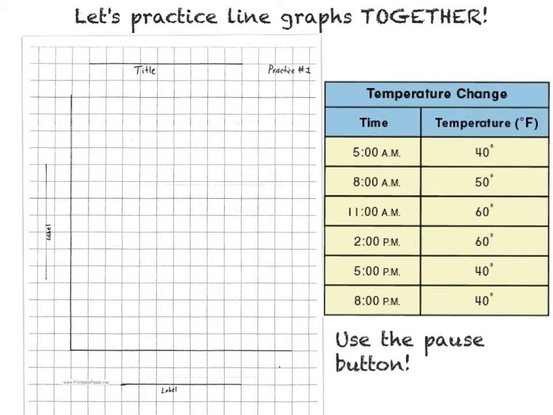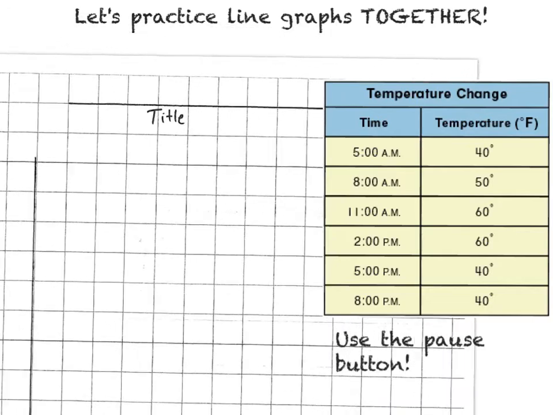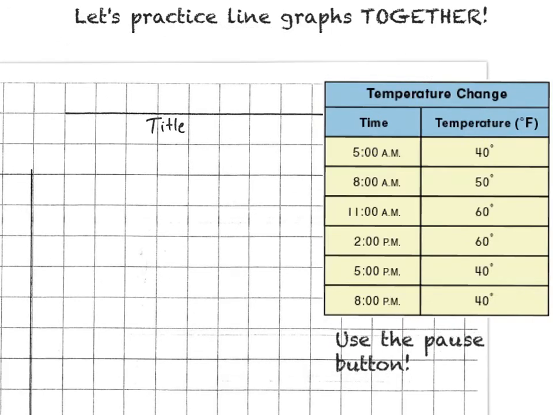Remember, use the pause button after each item so that you can copy down what's on this graph. The first thing we're going to start with is a title. The title for our line graph is going to be temperature change. Pause your video now and write in your title.